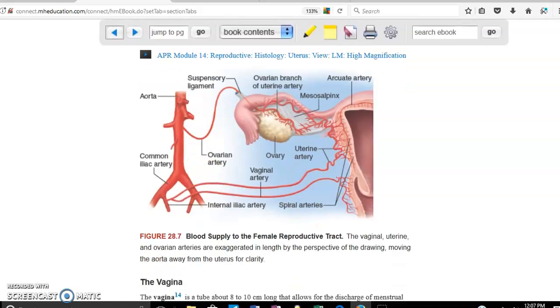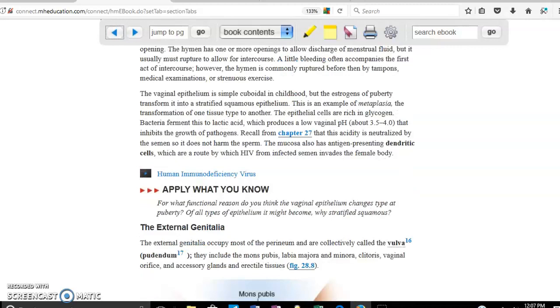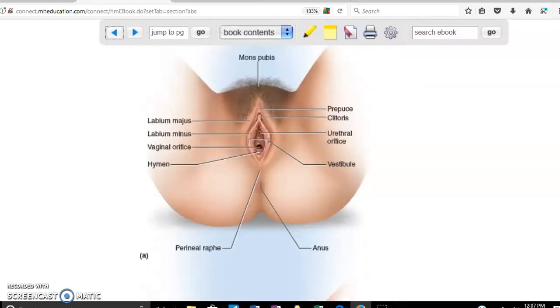Let's keep scrolling down. The vagina, which is a tube that is going to help the deposit of semen, the passageway for the baby, as well as the discharge of the menstrual period. So we keep scrolling down. External genitalia, we already mentioned. The clitoris, labia majora, labia minora, mons pubis.